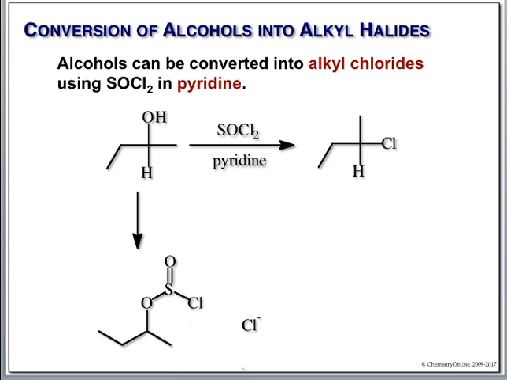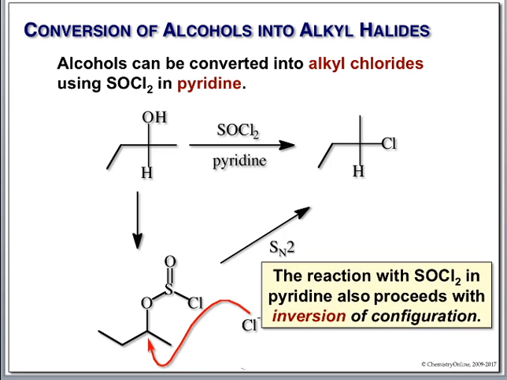We add this to our sulfur and lose a chlorine. Now, just like PBr3, this is a leaving group now. This is a nucleophile. SN2 reaction. Again, inversion of stereochemical configuration. SN2 inversion.